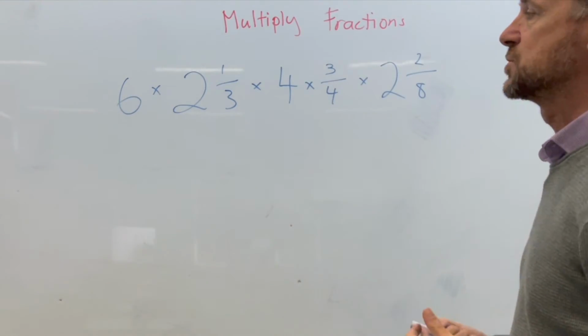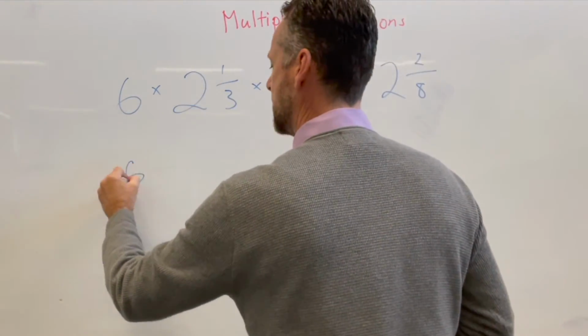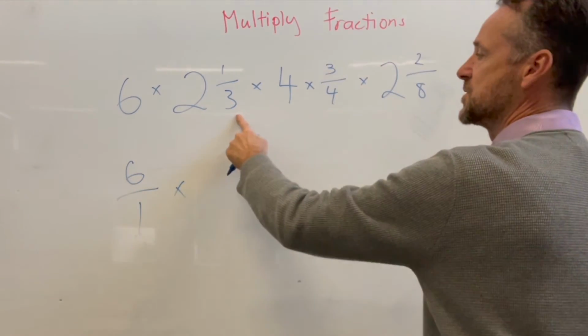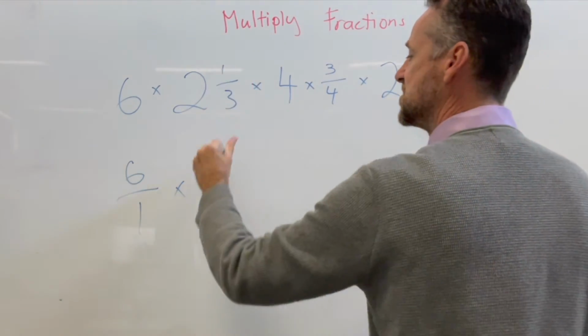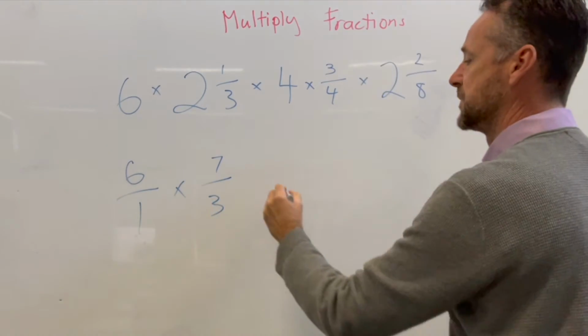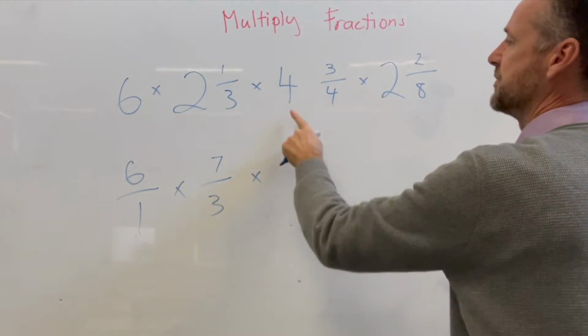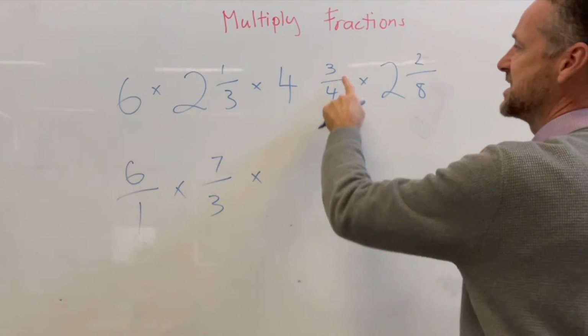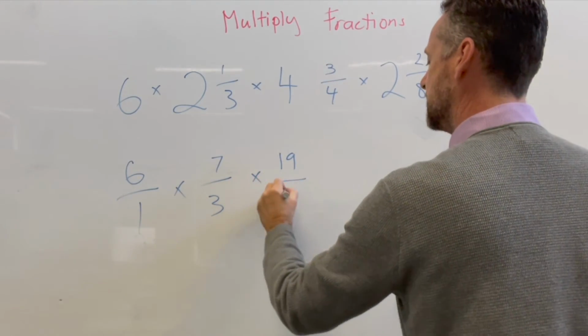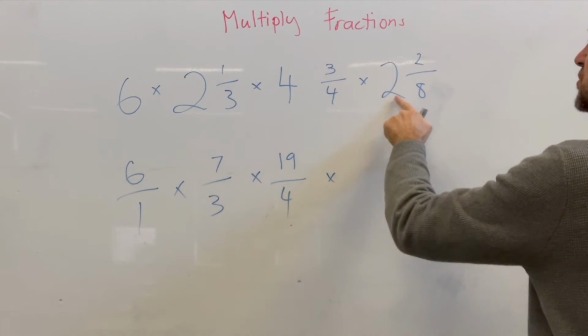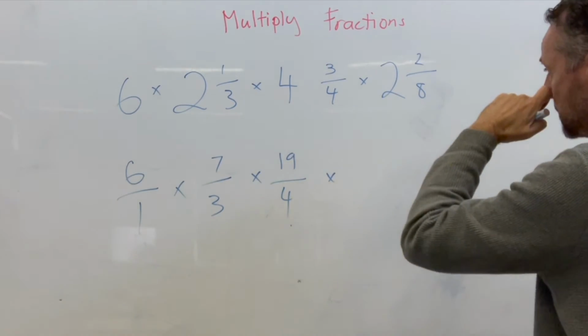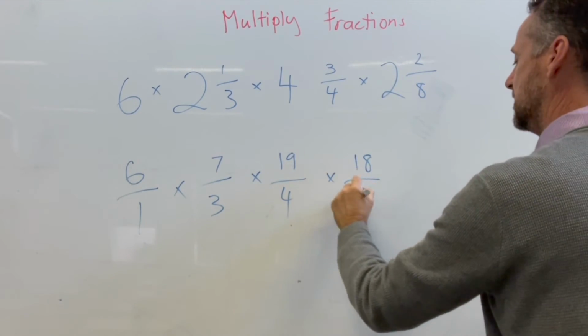So let's have a look at what this looks like. So the 6 becomes 6 over 1. Times by 2 times 3 is 6 plus 1 is 7 over 3. Times by 4 4s 16 plus 3 is 19 over 4 times by 2 8s 16 plus 2 is 18 over 8.